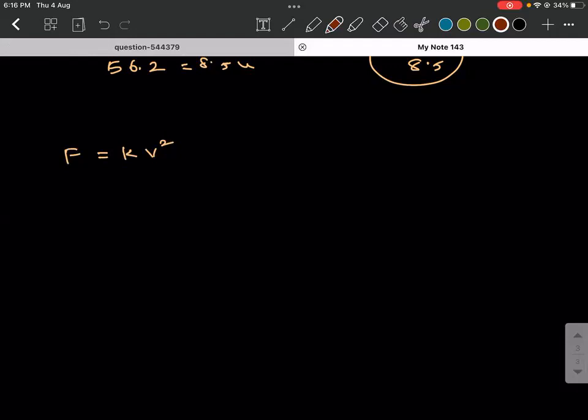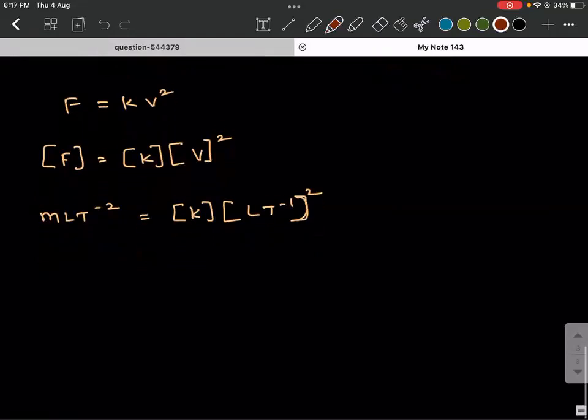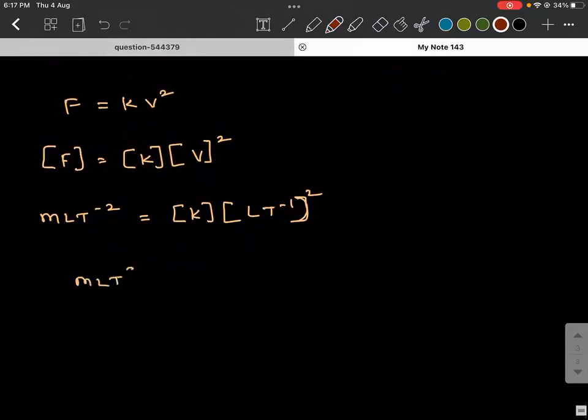So F is equal to k v square. For it to be dimensionally consistent, the dimensional formula of F should be equal to the dimensional formula of k into the dimensional formula of v square. So what is the dimensional formula of F? MLT minus 2 is equal to the dimensional formula of k into the dimensional formula of v square, that is LT minus 1 the whole square. Is that clear? So MLT minus 2 is equal to the dimensional formula of k into L square T minus 2.